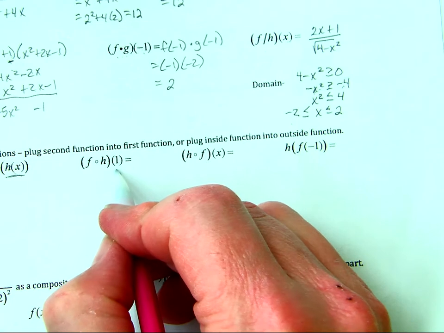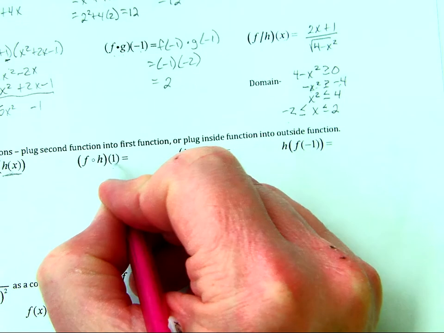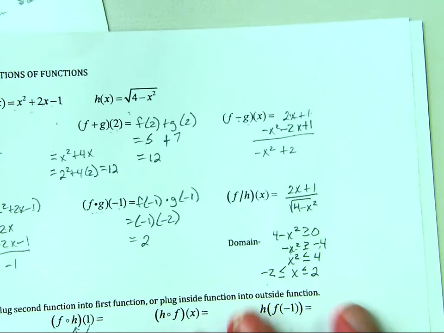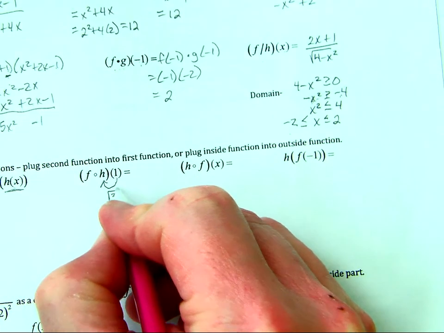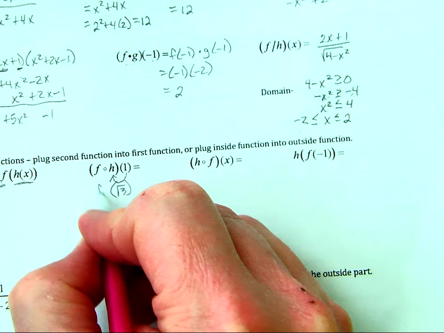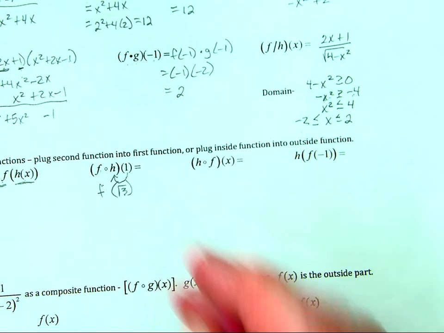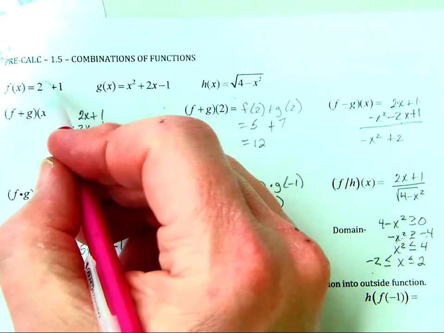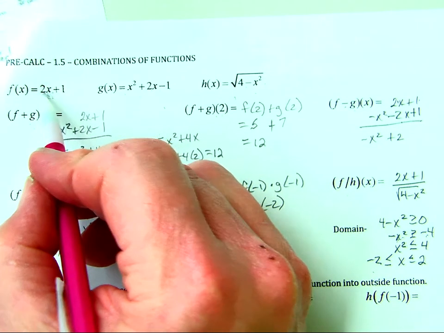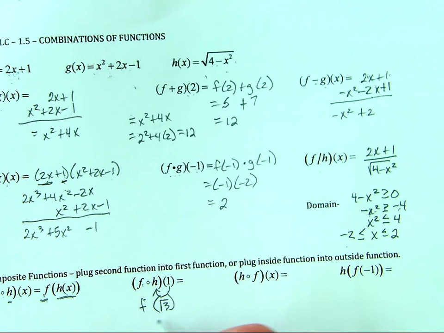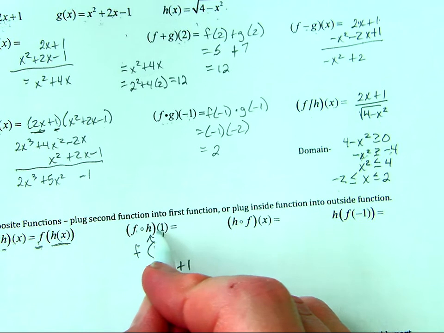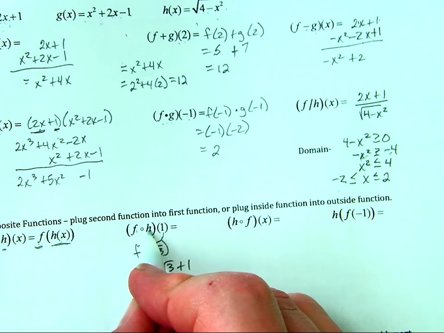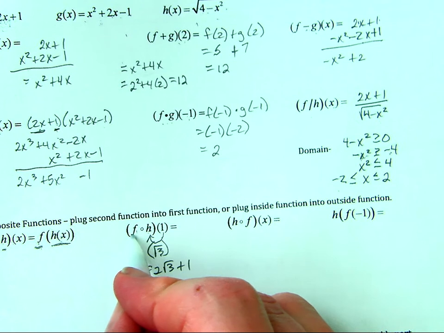So when it says here, f of h of 1, first, we need to plug 1 into h. Well, if we go back up here, if we plug 1 into h, that's the square root of 4 minus 1, so that's the square root of 3. Now we need to plug that into the outside function. We need to plug radical 3 into f. So we go up here and put radical 3 in for x. That'd be 2 radical 3 plus 1. So you always plug your number into the inside function, so that's the one next to it. Then you take that answer and plug it into the outside function.